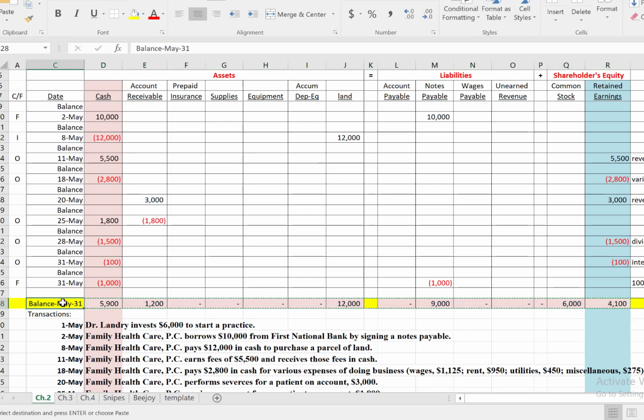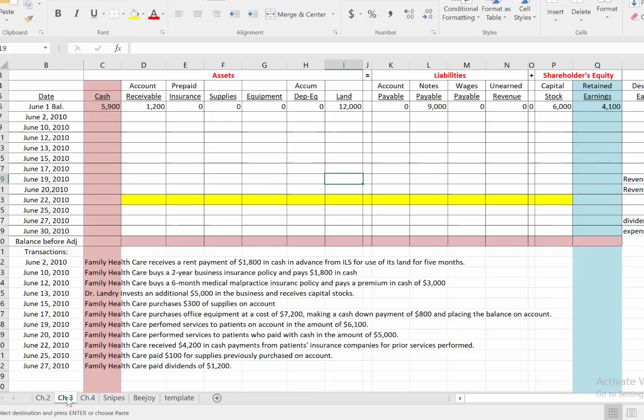with balances as of May 31st of cash at $5,900, accounts receivable at $1,200, land of $12,000. In our liability section, we had $9,000 in notes payable, and in our stockholder equity, we have $6,000 in common stock and $4,100 in retained earnings. Now keep in mind that these are the ending balances, which mean that they will then follow through to the next month and become the beginning balances.